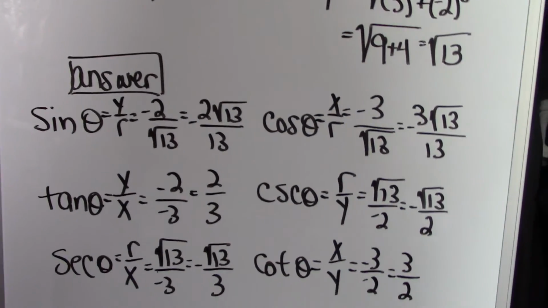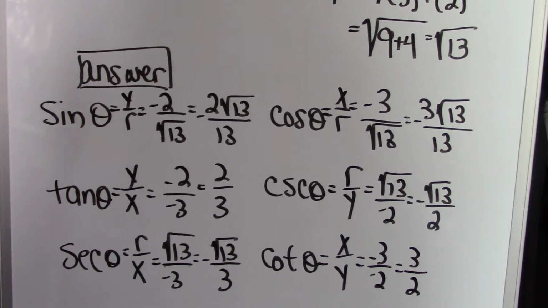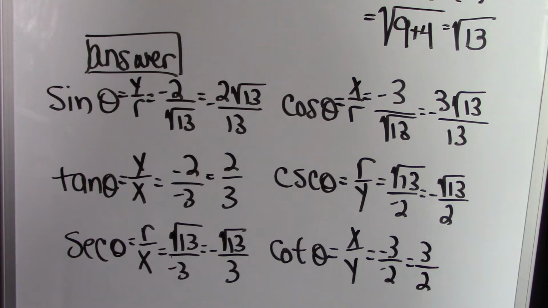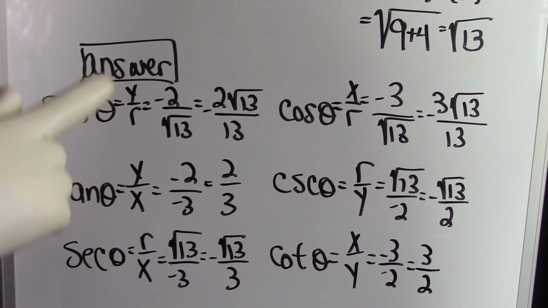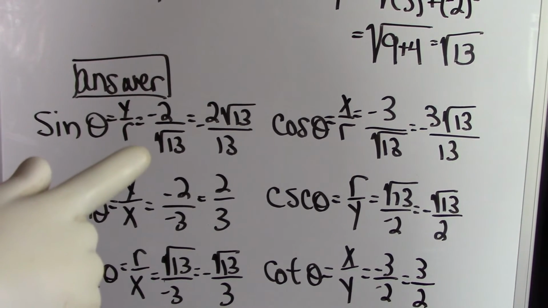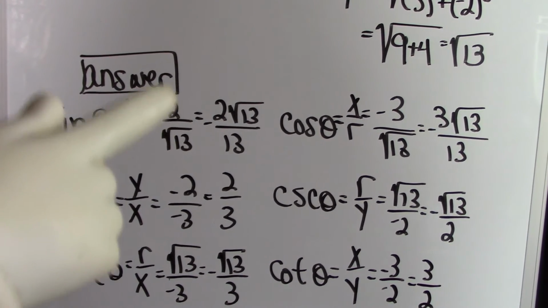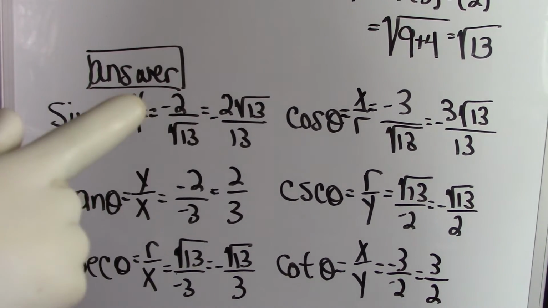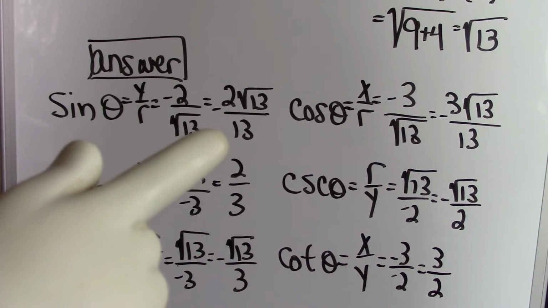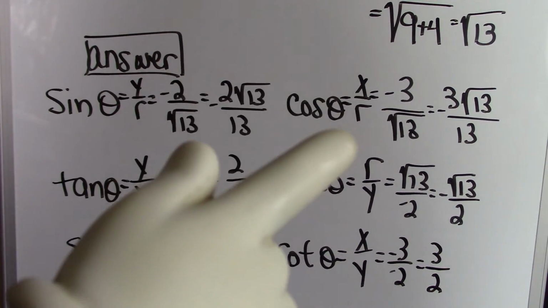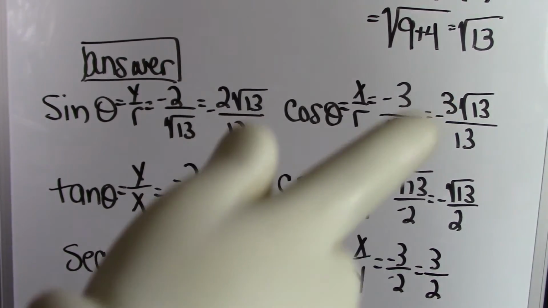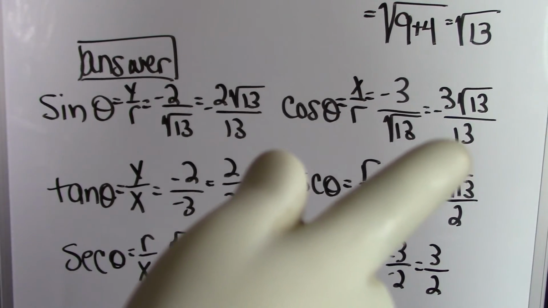So now you're going to use those ratios that I just gave you to find all 6 trig functions. And just plug in x, y, and r. So sine of theta is y over r. So -2 over the square root of 13, but you have to rationalize the denominator. We did that already. Remember, you just multiply by the square root of 13 over the square root of 13. So your final answer, put the little negative sign out in front, -2 square root of 13 over 13. Cosine of theta is x over r, so that would be -3 over square root of 13. Rationalize that denominator, put the little negative out in front, -3 square root of 13 over 13.